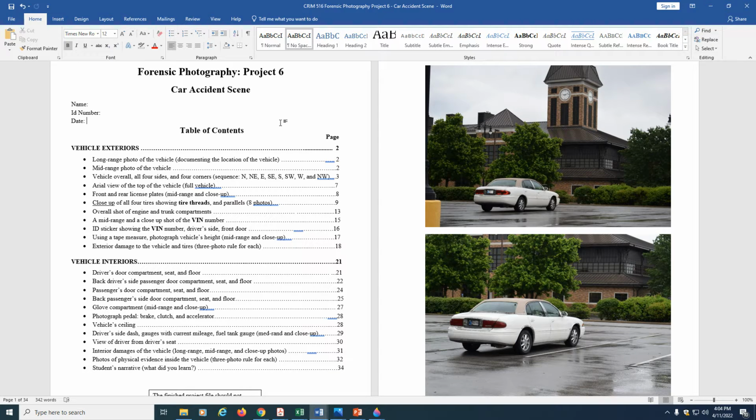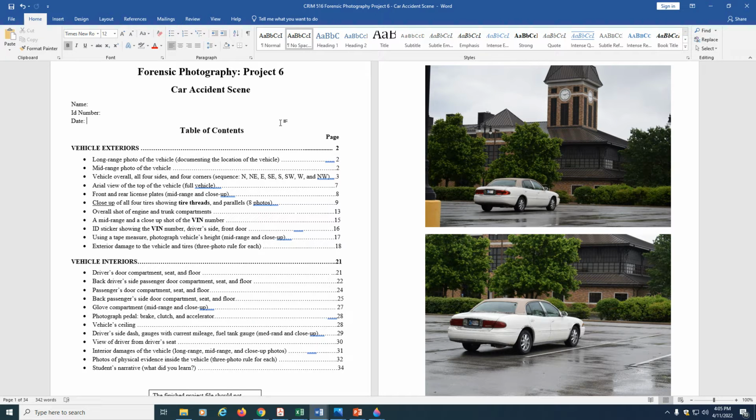Some things I do want to point out before we get into this, and kind of how we approach photographing vehicles, either at a crash scene or even if we get a call for insurance purposes, we get a call and need to be able to document any damage done to a vehicle.